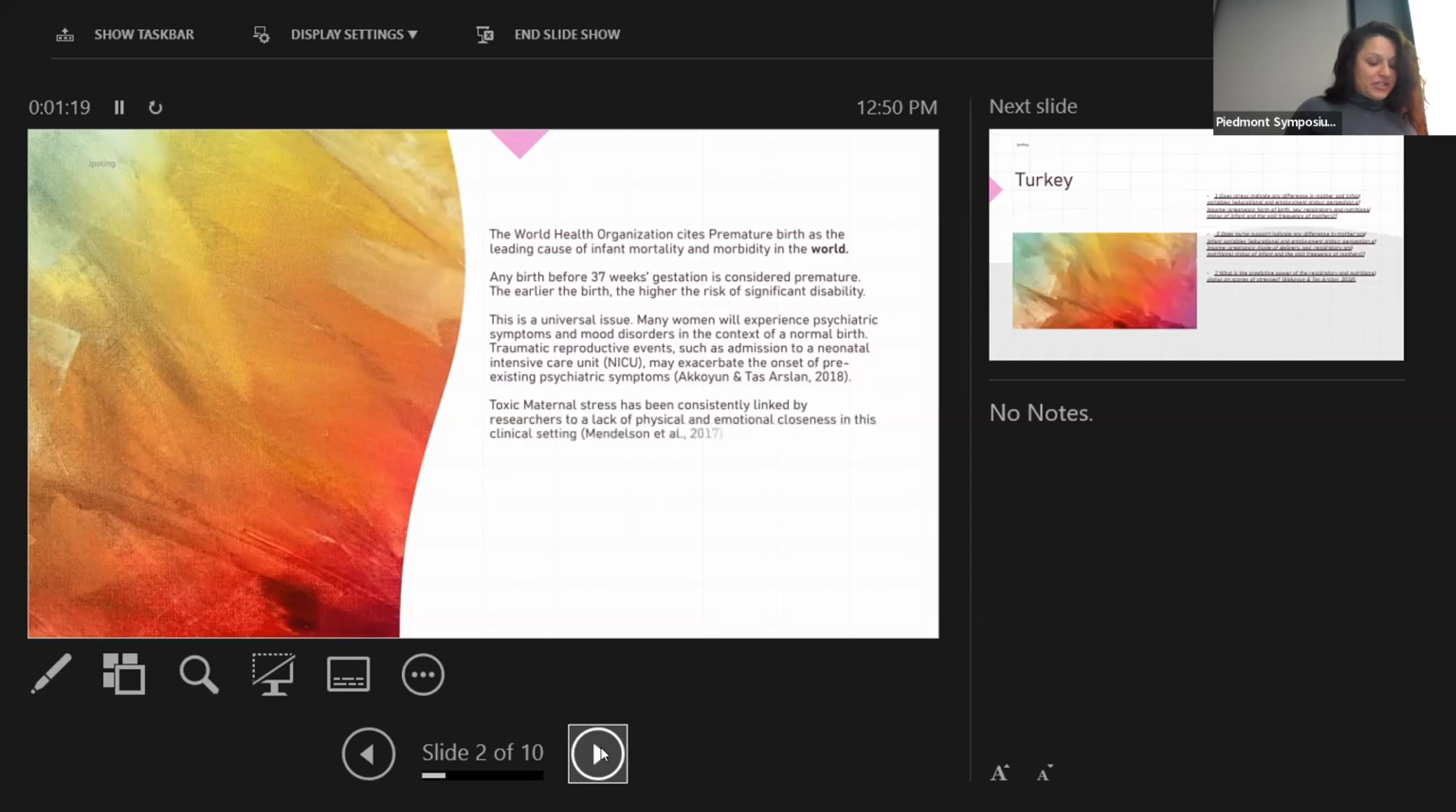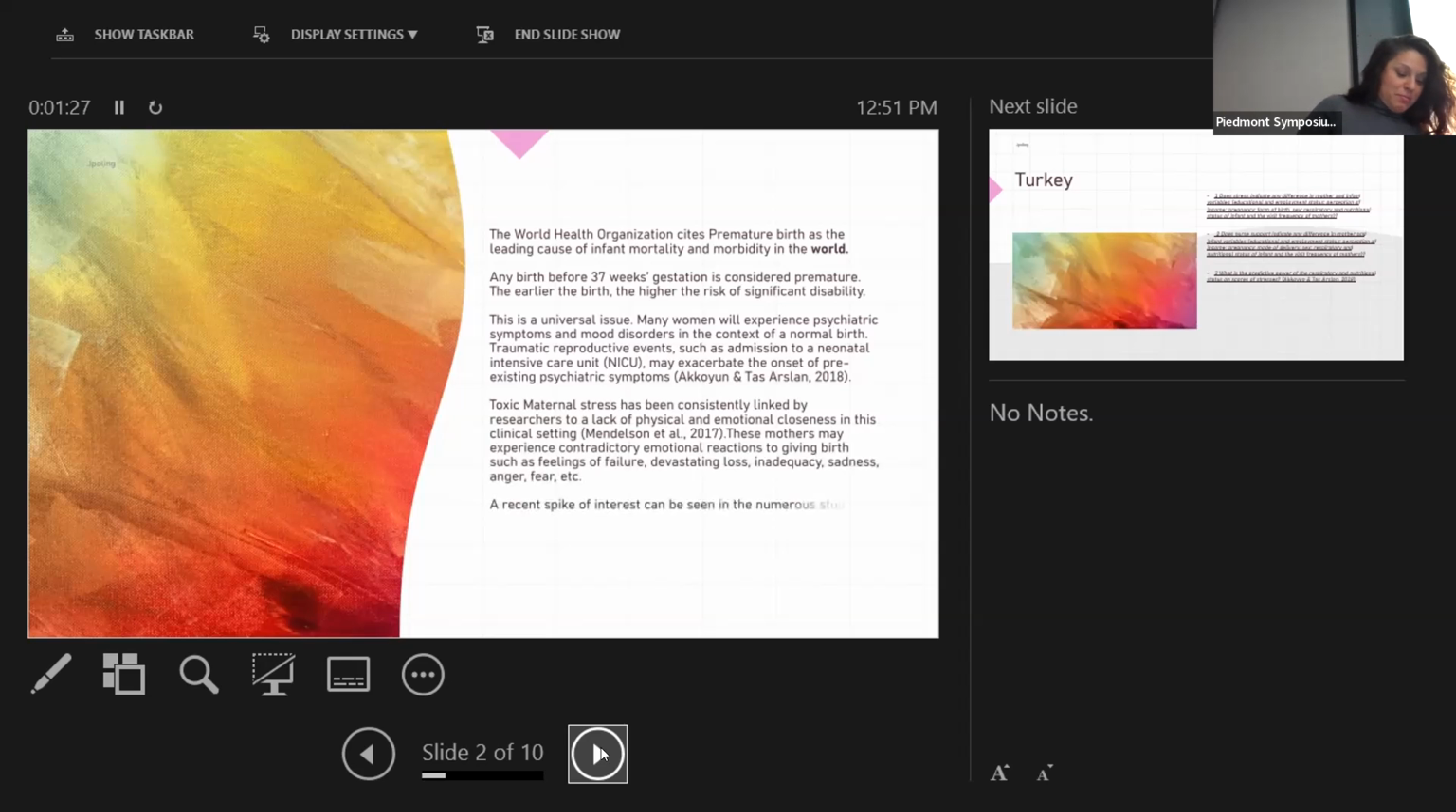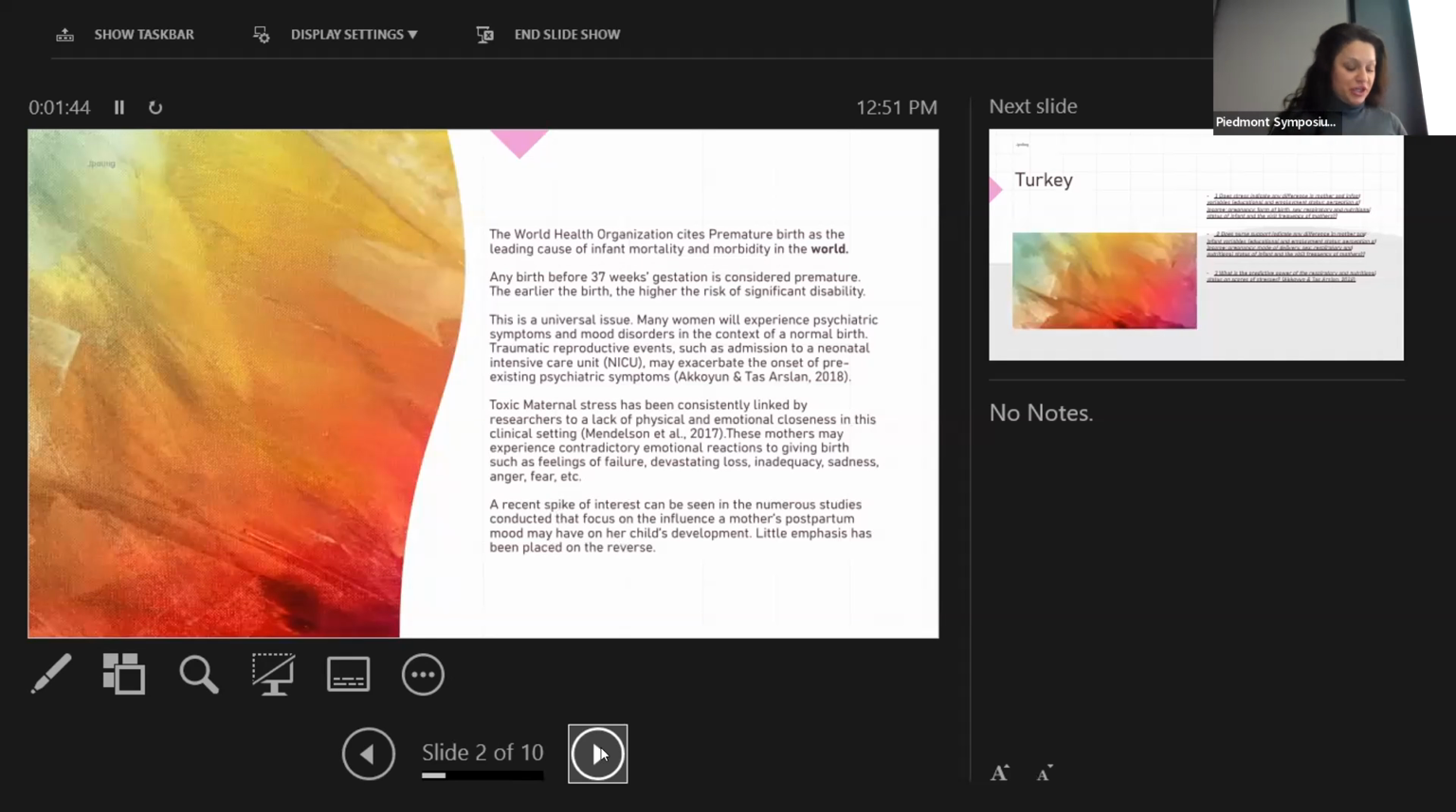There are psychiatric symptoms and mood disorders that are attached to normal birth with hormonal changes and just the experience of something new. But traumatic reproductive events such as admission to a NICU can exacerbate the onset of already existing psychiatric symptoms. Toxic maternal stress is consistently linked by researchers to a lack of physical and emotional closeness in the NICU setting. These mothers can experience contradictory emotional reactions to giving birth, such as feelings of failure, devastating loss, inadequacy, and sadness.